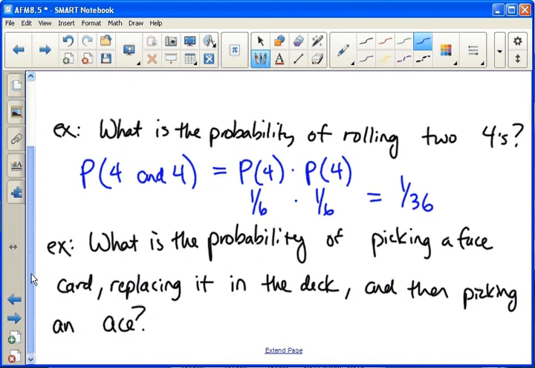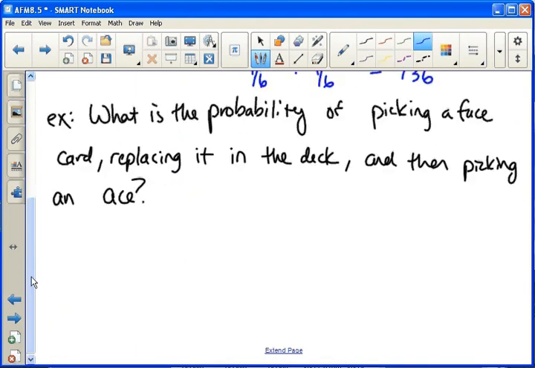Okay, now let's think back to our deck of cards. What is the probability of picking a face card, replacing it in the deck, and then picking an ace? So again, just imagine you've got a deck of cards. You randomly pick a card, look at it, remember what it is, then you put the card back and you randomly pick another card. You can shuffle in the middle if you want, if that makes it better for you.